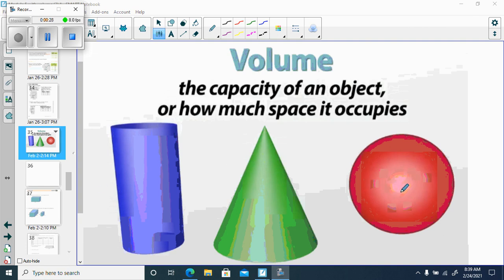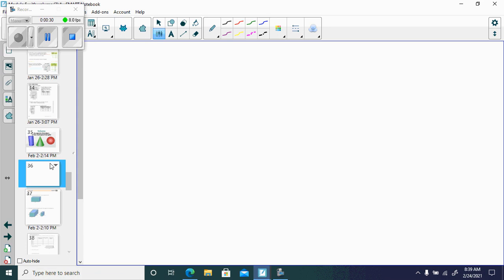You need to know these type shapes. You will be given a formula sheet to use on these tests. Now, we've talked about the formulas for these. I'm going to go back over them.